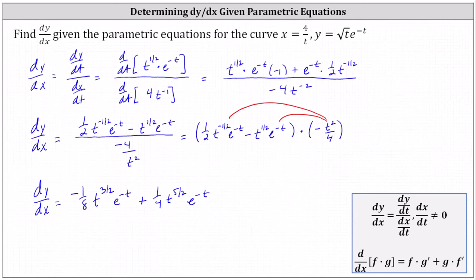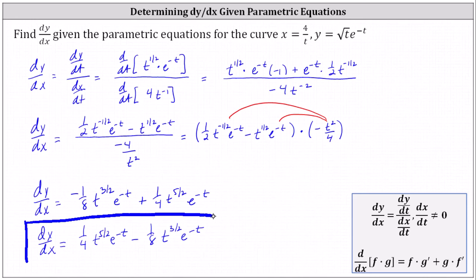And let's go ahead and rewrite this so that we have the positive term first. We'll leave the derivative in the form of dy/dx = 1/4 t^(5/2) e^(-t) minus 1/8 t^(3/2) e^(-t). And we could try factoring, but we'll go ahead and leave it in this form.